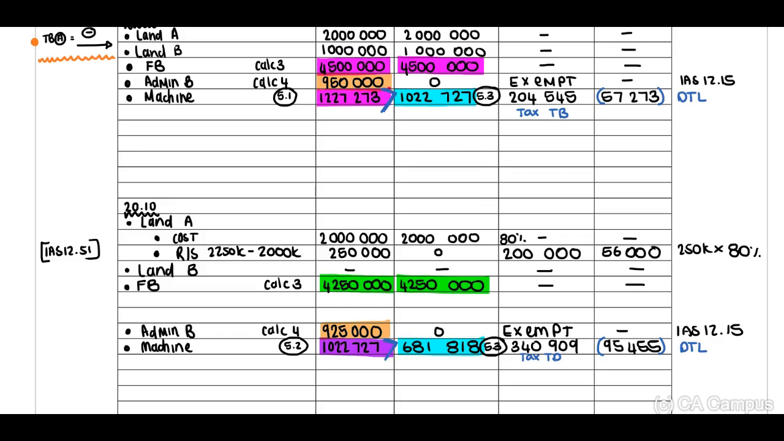Again, my big question, taxable or deductible temporary difference. The carrying amount of your asset exceeds the tax base. Therefore, this is a taxable temporary difference, and this is a deferred tax liability. Now, what is important to remember with revaluation surpluses? That this deferred tax liability will be included in your OCI. When you look at the machine, the deferred tax liability will relate to your profit and loss. But the deferred tax liability relating to your revaluation surplus will relate to your OCI.